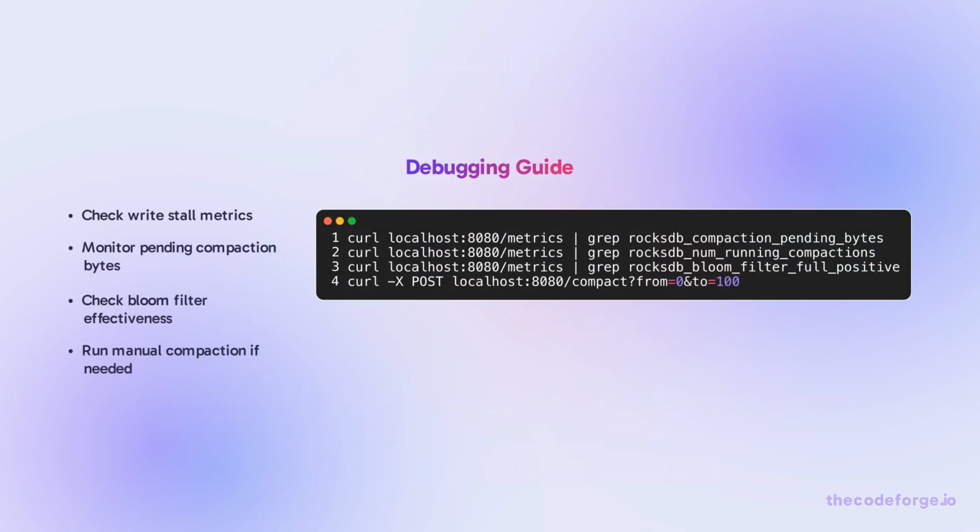To diagnose issues, start by checking write stall metrics and pending compaction bytes. Monitor Bloom filter effectiveness with RocksDB bloom filter full positive. If compaction is falling behind, increase max background compactions or run a manual compaction.